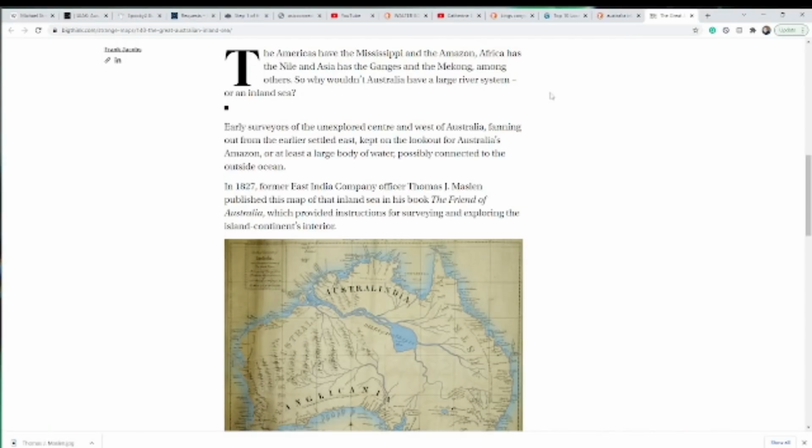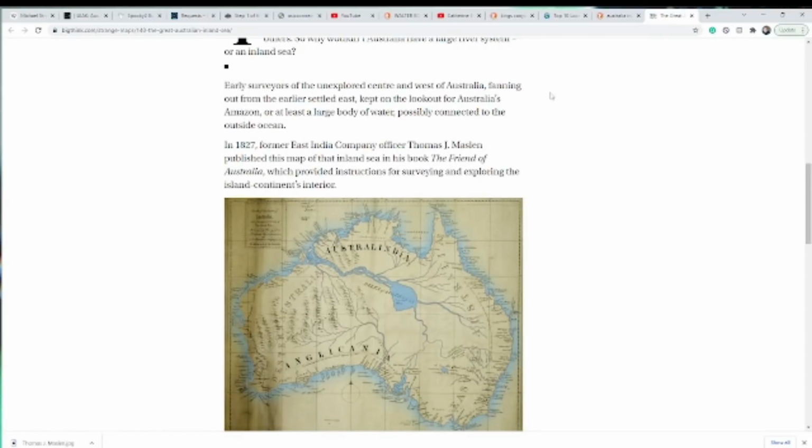And here we are on bigthink.com, and it says, the Americans have the Mississippi and the Amazon. Africa has the Nile, and Asia has the Ganges and the Mekong, among others. So why wouldn't Australia have a large river system or an inland sea? Early surveyors of the unexplored centre of west of Australia, fanning out from the earlier settled east, kept on the lookout for Australia's Amazon, or at least a large body of water, possibly connected to the outside ocean.